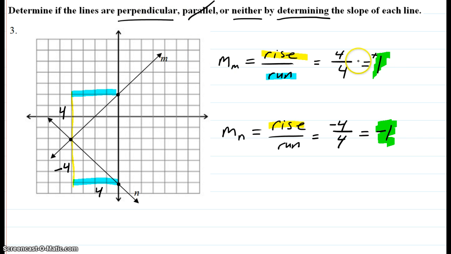And now they have to be reciprocals of each other. And so the reciprocal of 1 is just 1, because 1 over 1, if you flip it, stays 1 over 1. So they are reciprocals of each other. So these two lines are perpendicular.